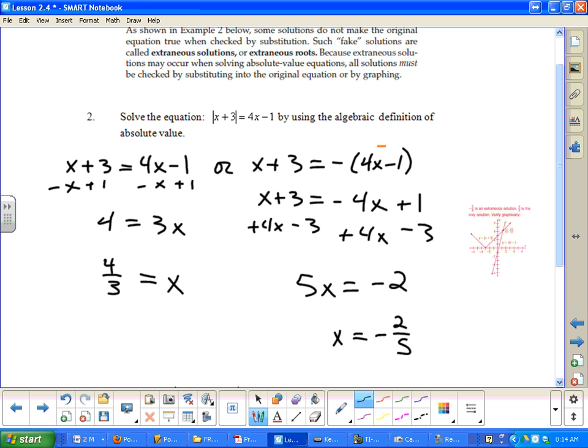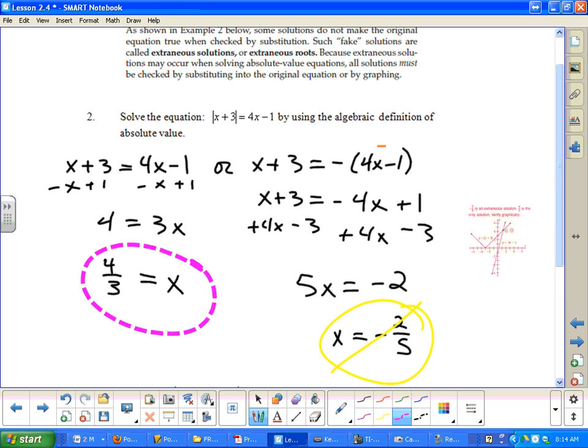Well, the question is this. If I take the absolute value of a number, what is it always going to be? Positive. The absolute value is always going to be positive. So all I need to do is look at the right-hand side. I don't even need to concern myself with the left-hand side. If I put 4/3 in there for x, will I get a positive number? 4/3 times 4 minus 1. Is that a positive number? Yes, it is. If I put this negative number -2/5 in here, 4 times -2/5 minus 1, is that a positive number? No, it's a negative number, and I can't have the absolute value equal a negative, so that answer does not exist, and 4/3 would be the only one that works.